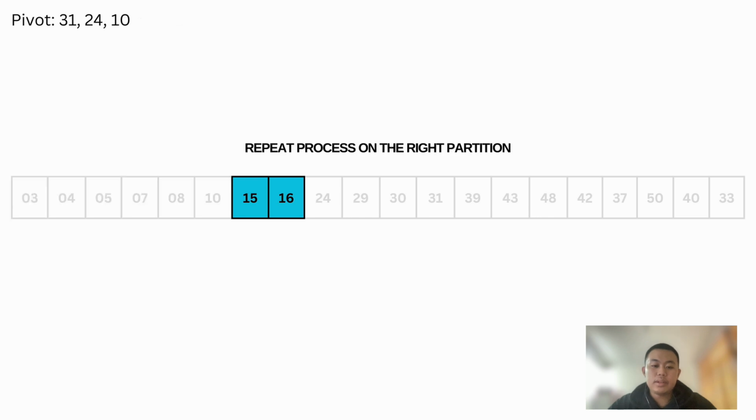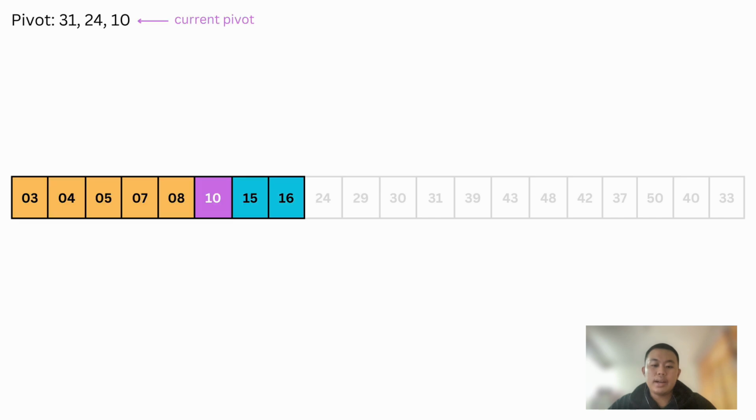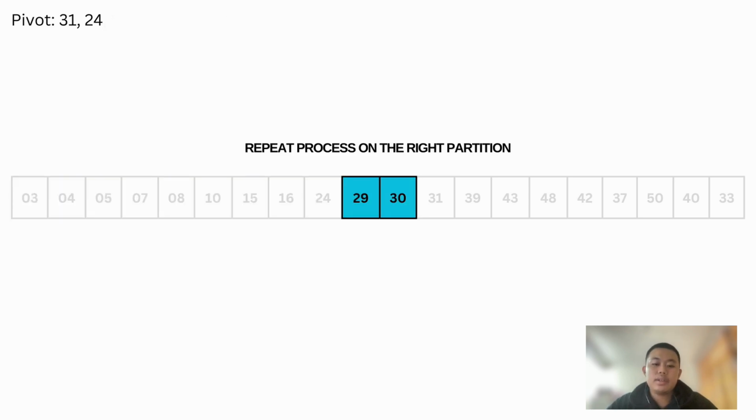So proceed to the right partition. Now this is already sorted. Move back up again. Now this array is already sorted. We would move one step up again, and proceed to the right partition. Do the same. Now this subarray is now sorted.